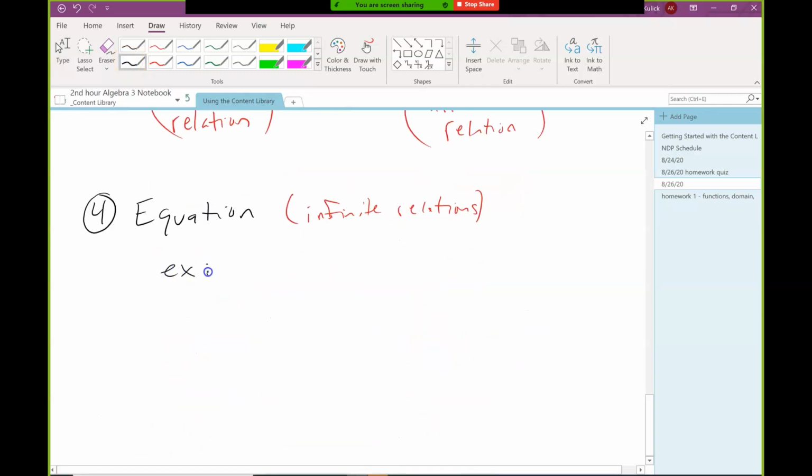So an example would be something like y equals 3x plus 5. So your equation should have 2 variables in it. It should have an x and a y, typically. That equation that I wrote down would be one that you would recognize, hopefully, right? That's just the y equals mx plus b, your slope-intercept equation for a line. But that's an example of an equation that would represent a relation. Okay.